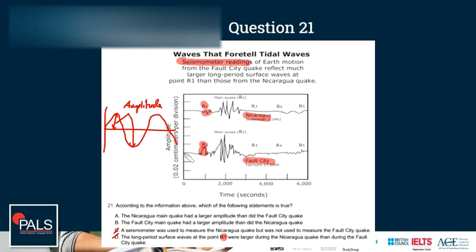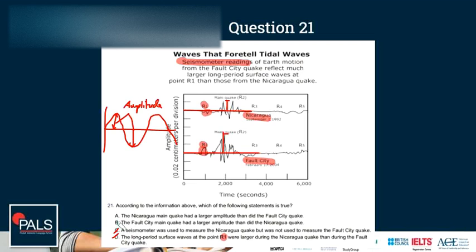So we have the resting position more or less here. In this wave, the resting position more or less here. And let's check which wave is higher. This is the highest point here. This is the highest point here. We can see that the Salt City quake had a larger amplitude. This much compared to this much.